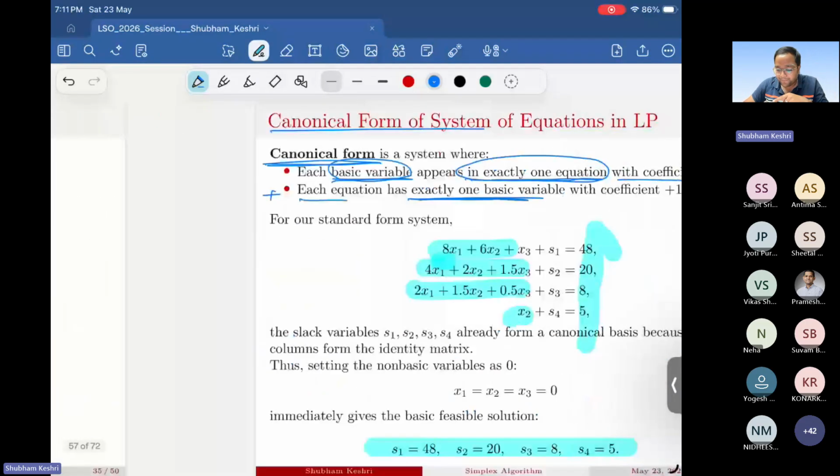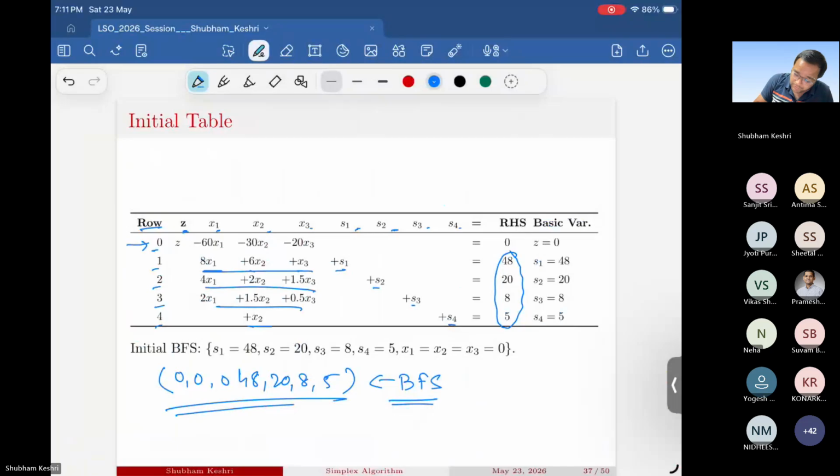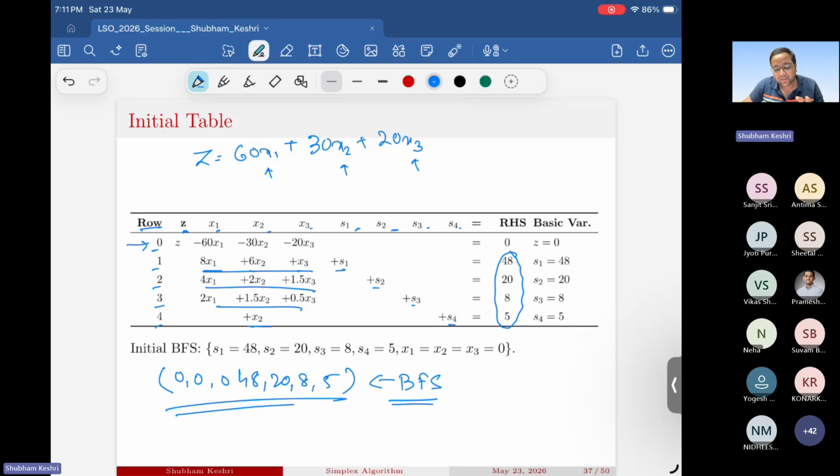So for this problem, you just see the objective function value. It is z equals 60x1 plus 30x2 plus 20x3. You see, increasing either x1 or x2 or x3 increases your objective function value. Therefore, this objective function value could be increased. Currently, the objective function value is 0, z equals 0. Why? Because you just put the value and you will see that z equals 0. So you could increase the objective function value. Therefore, this solution is not optimal. So this is not optimal.